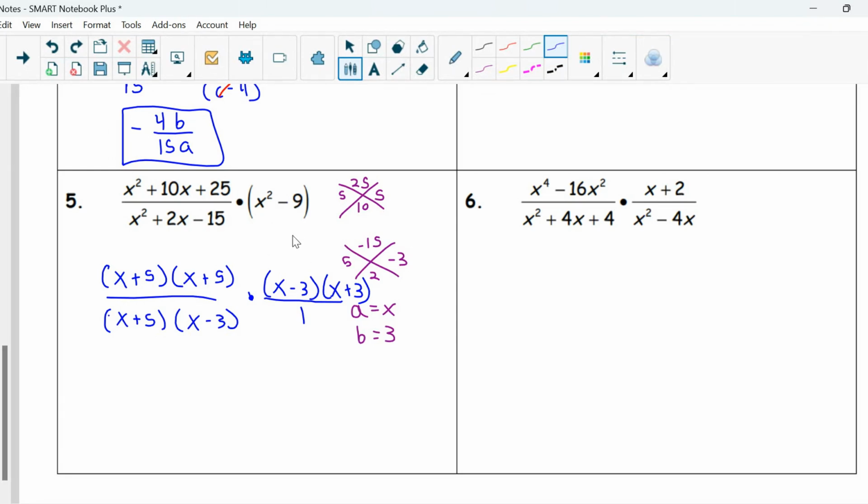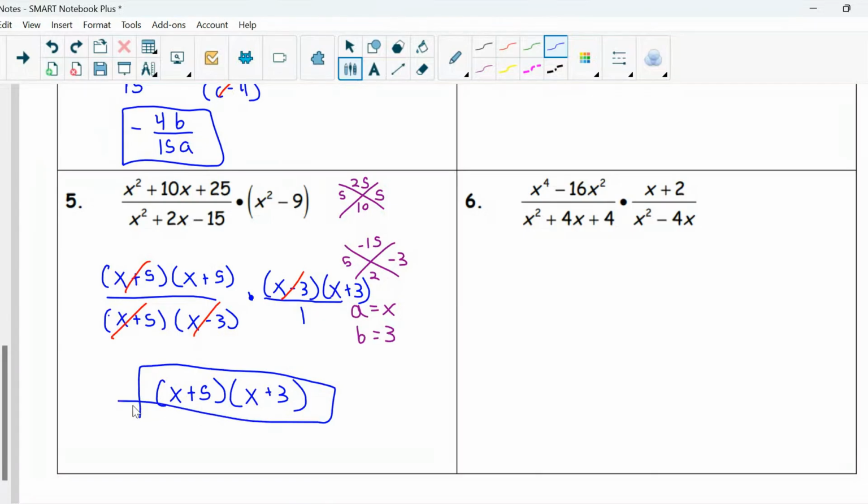So now I'm going to go ahead and use some cross reduction. In my denominator, I've got x plus 5, and in my numerator, I've got x plus 5. In my denominator, I've got x minus 3, same in my numerator, and I have no pairs with x plus 5 or x plus 3, so that's actually going to be my final solution. I've got x plus 5 times x plus 3. And that is my final solution for this one.